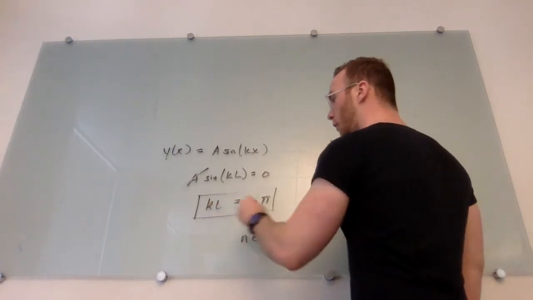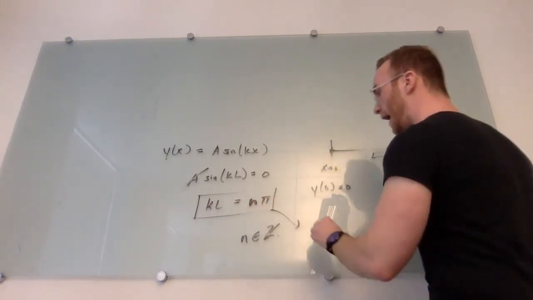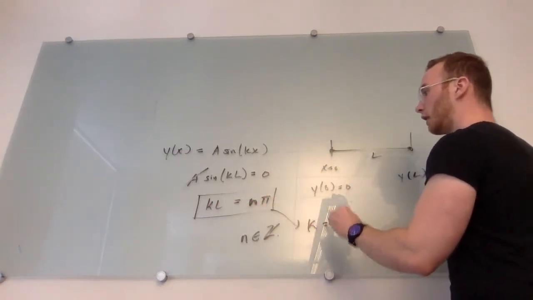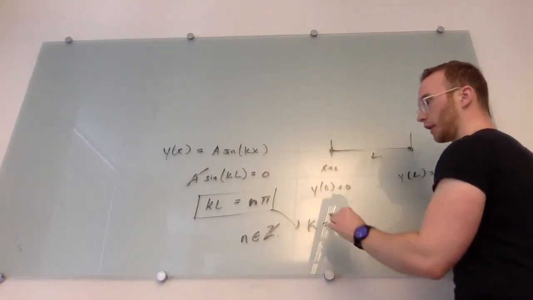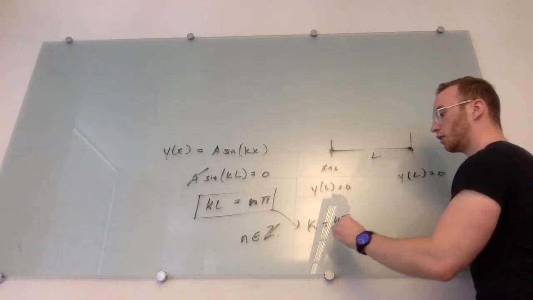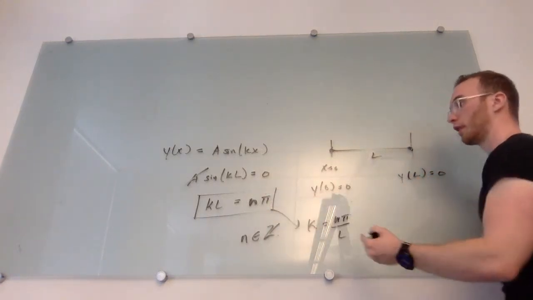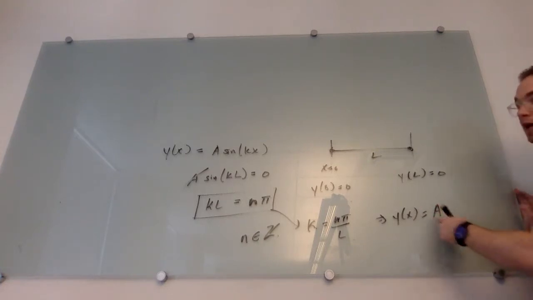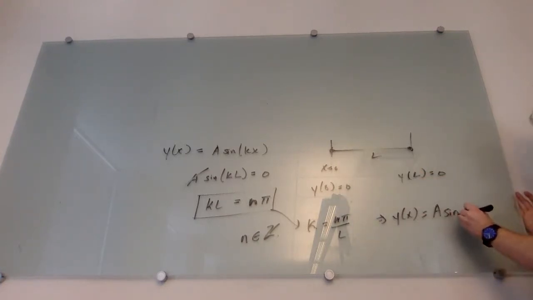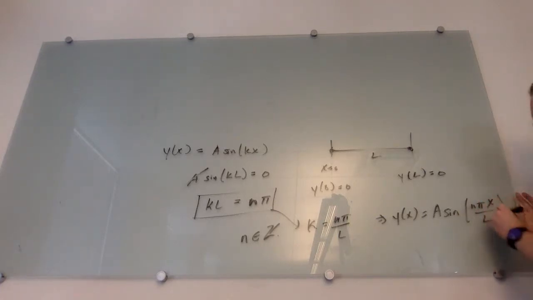And now, therefore, we can actually solve for k as a function of the other things. Now, k is actually the wave number. It's not the spring constant this time. But if we write k as n pi over L, I'm just solving for k, then the solutions become y of x is A, still don't know anything about A because it canceled, sine of n pi x over L.